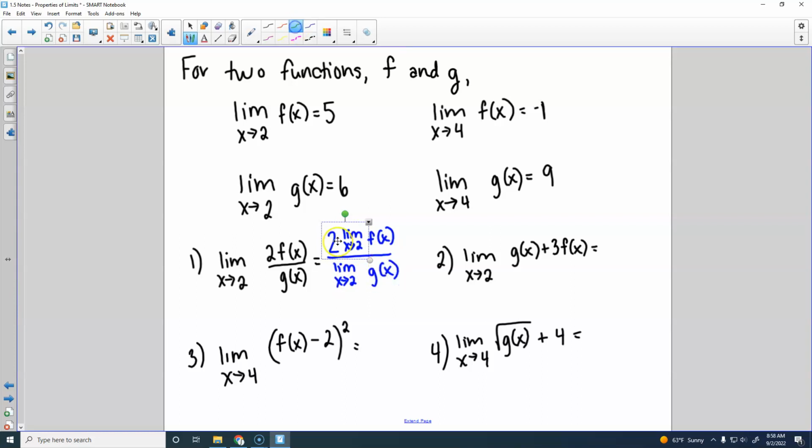And these pieces right here are given to us up here. So we've got both of these pieces given to us. We just have to plug in those numbers. So we've got 2 times 5 divided by 6. So 10 over 6, which of course will reduce to 5/3.